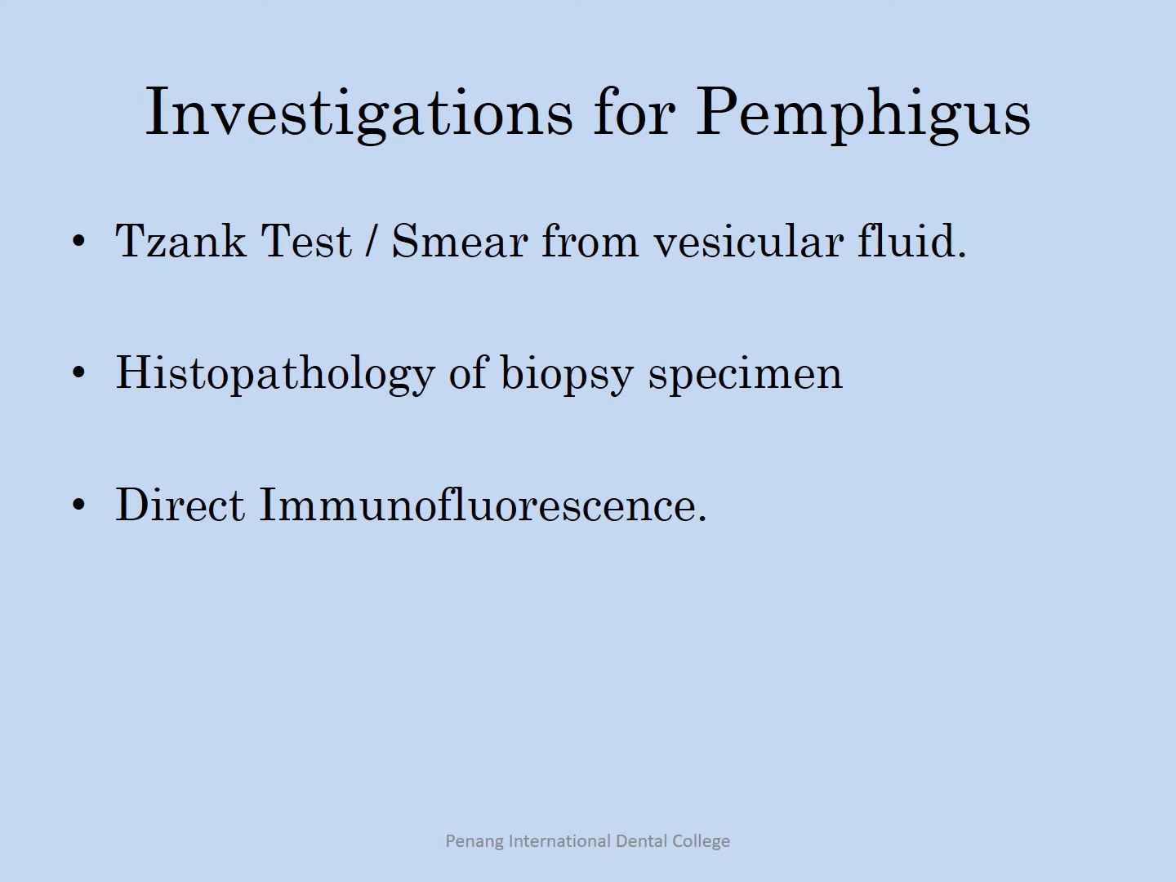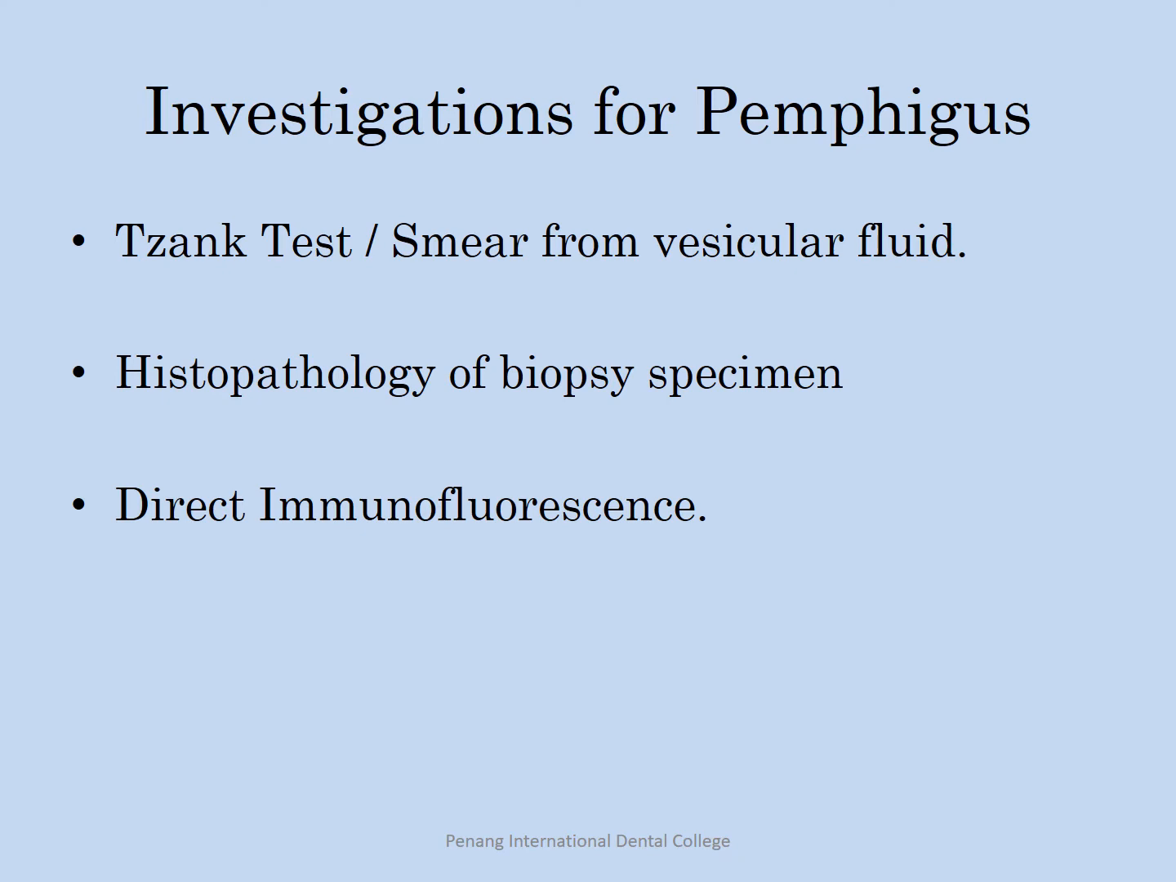Okay, so coming to investigations in this case, patients who come with suspected pemphigus. The first investigation that we can do, or chairside investigation, is called the Tzanck test or the Tzanck smear, which is basically rupturing an intact vesicle or a bulla, collecting the fluid and making a smear just like we make an oral smear to look for Tzanck cells. Now, Tzanck cells are basically degenerating epithelial cells, which were of great significance in the diagnosis of pemphigus before the advent of immunofluorescence testing.